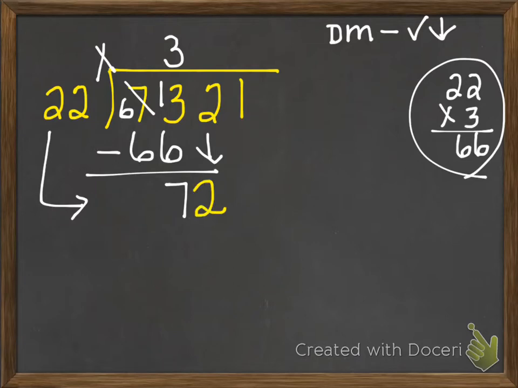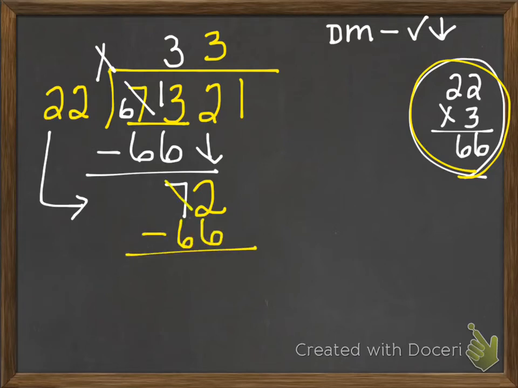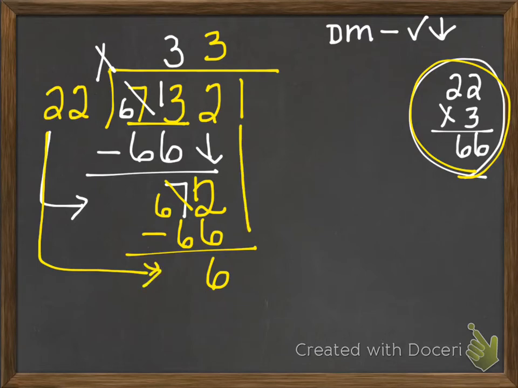So I bring down the next number, and 22 will go into 72. That's about the same as what we started. I have 73 here, I have 72 here, so I'm going to say that 3 is a pretty good estimate of this answer. So 3 times 22 is 66. I subtract, regroup. 12 minus 6 is 6. Check. 22 is definitely larger than 6, so my next step is to bring down the next number.